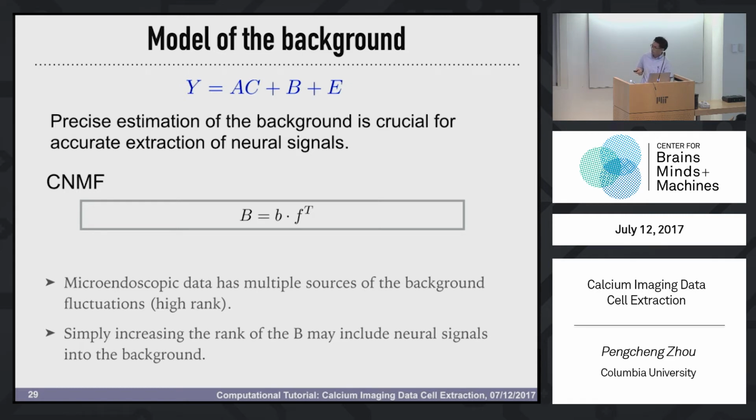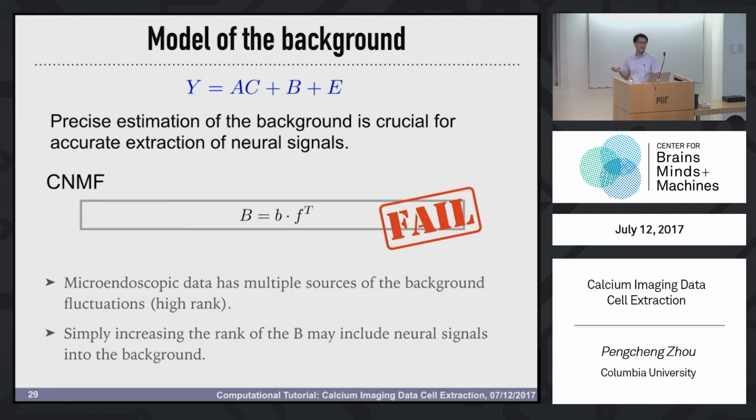And it's true that we can increase the rank of b here. For example, we can make b a matrix with multiple components, and f is also a matrix with multiple components. But when we increase the rank of b, some neural signals can also be explained in b. So some neural signals will sneak into the background component. So this is not a good way of separating neural signals from the background.